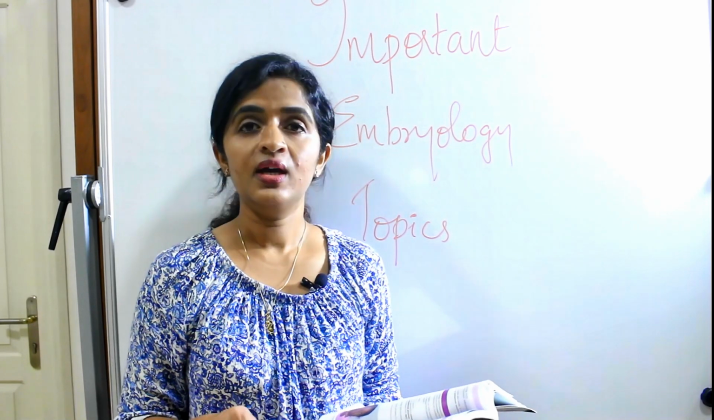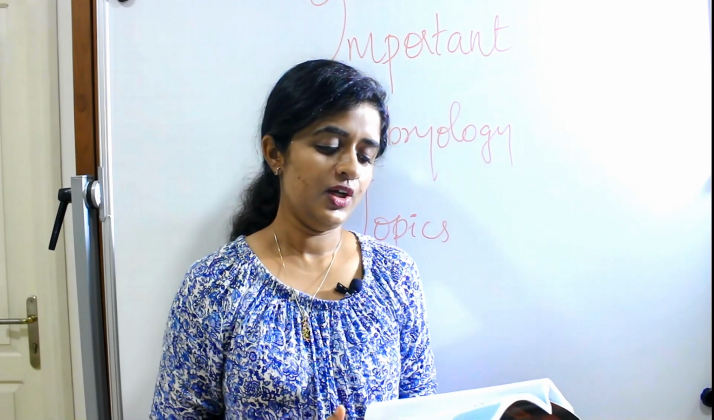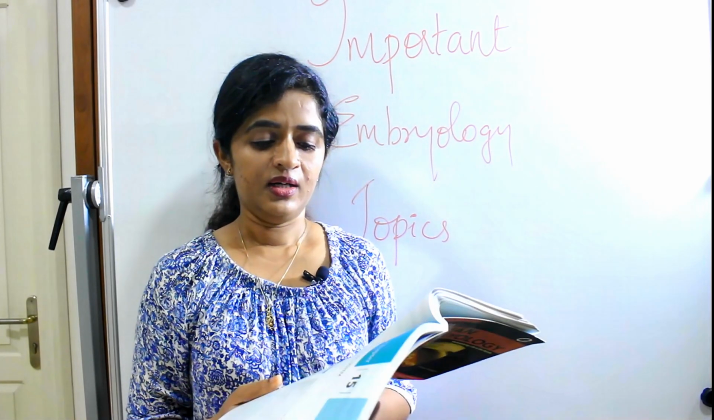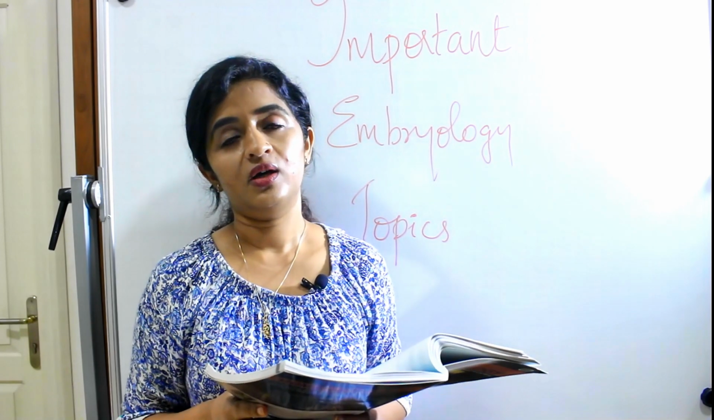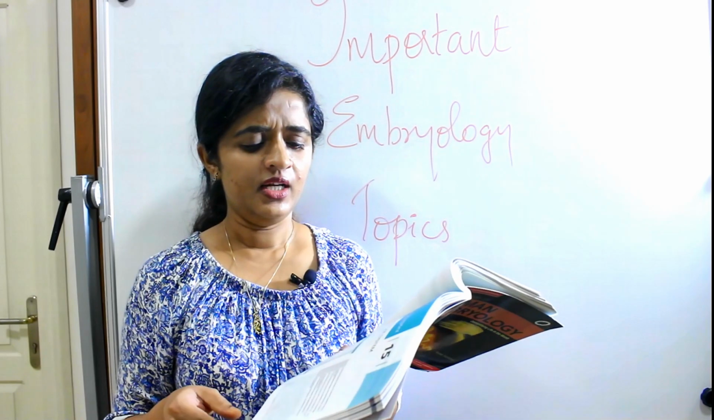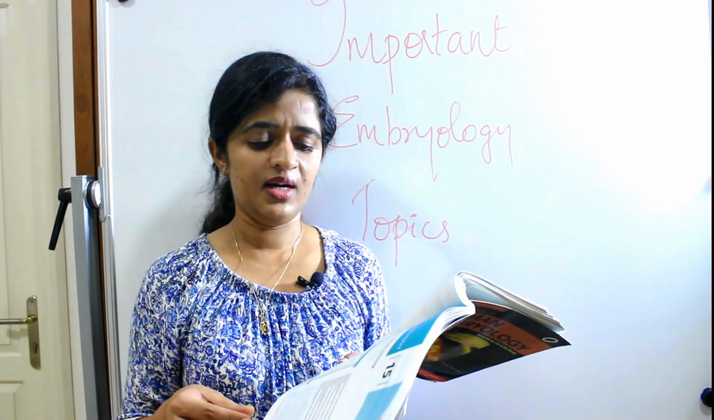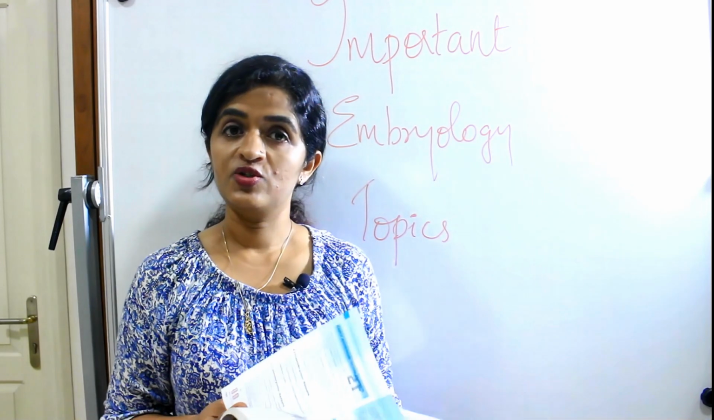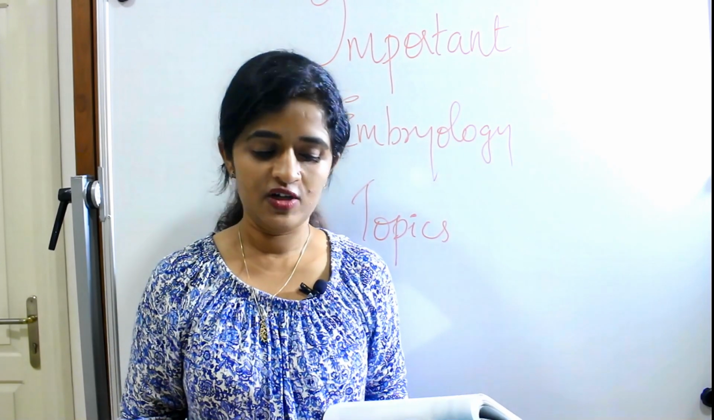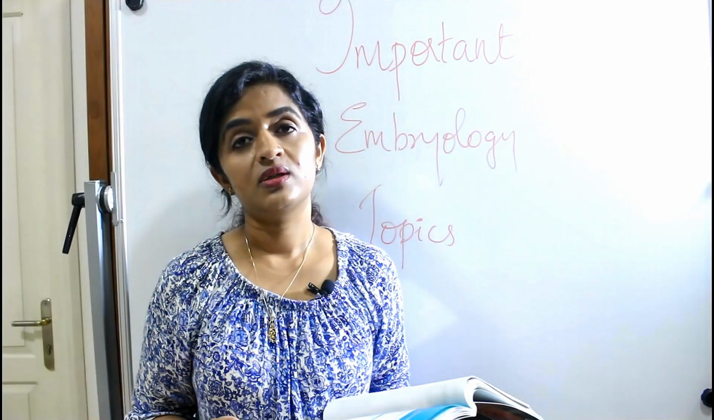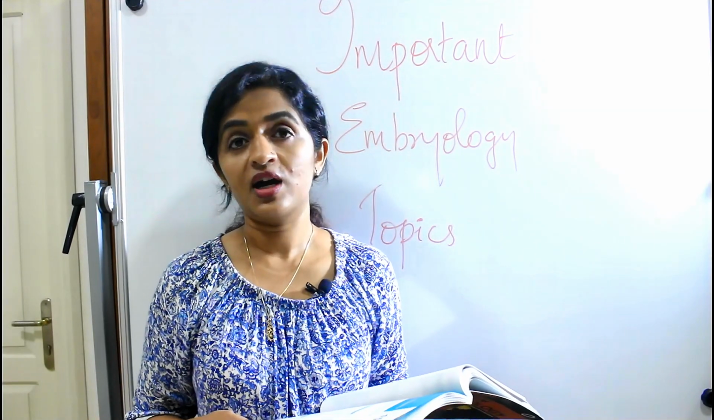Now coming to the cardiovascular system. The questions which you can expect are the primordial heart and the primordial heart tube and the subdivisions of the primordial heart tube. Then you can expect questions regarding the formation of the primitive atrium, primitive ventricle, interatrial septum, interventricular septum. Then you can expect questions regarding aortic arches, arch arteries.